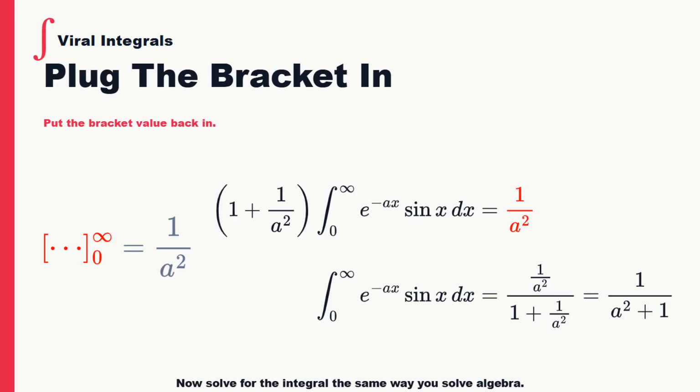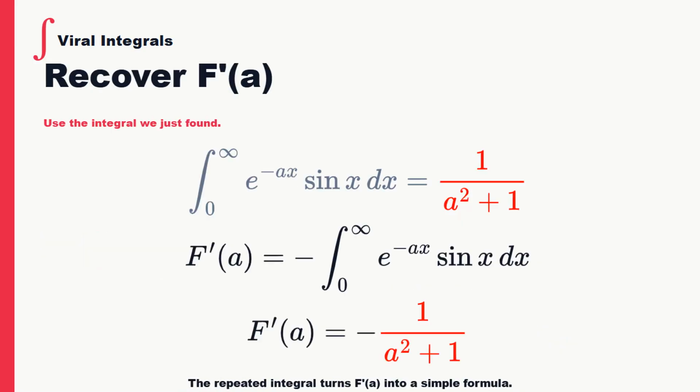Now put the bracket value back into the equation. The only unknown left is the damped sine integral, so divide by the coefficient in front of it. The nested fraction cleans up to 1 over a squared plus 1. We already solved the repeated sine integral. Put that result into f prime, and now the derivative of the whole family is just a simple fraction.